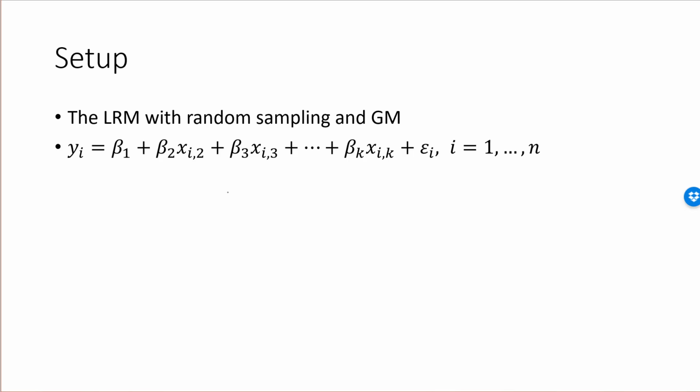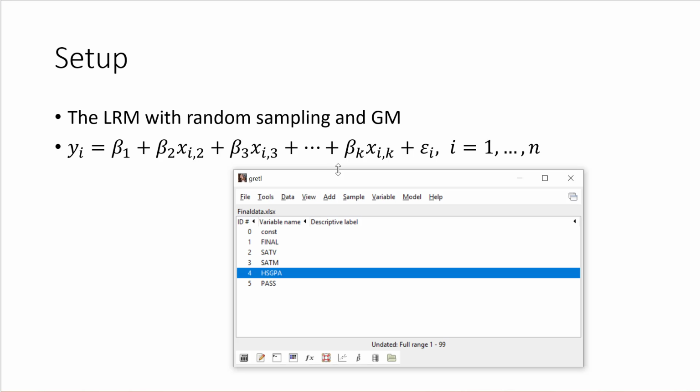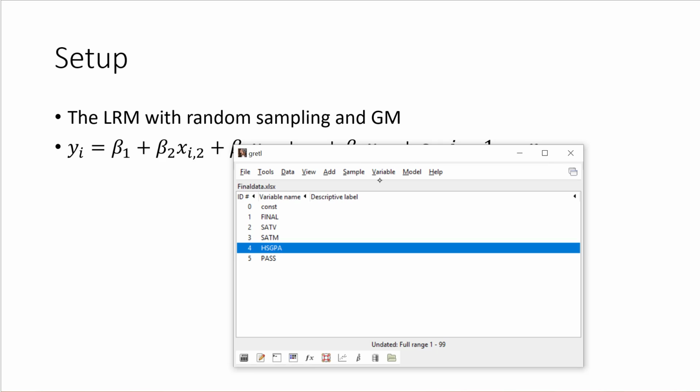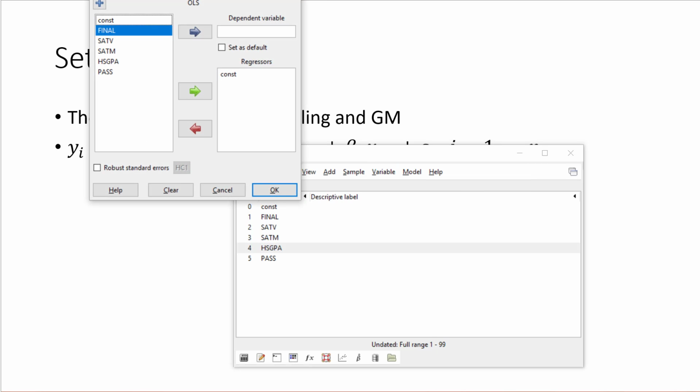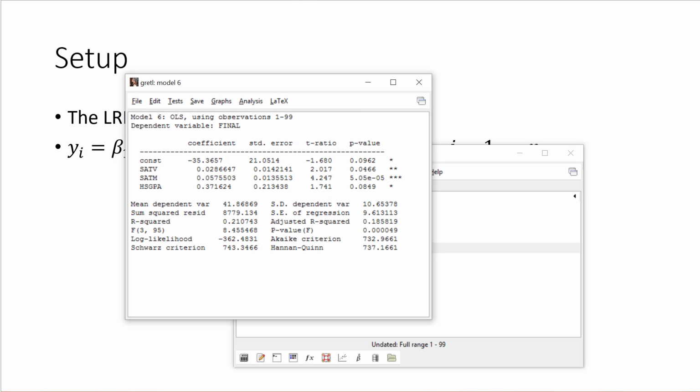Because of the Gauss-Markov assumptions, we know that the best way to estimate the beta parameters is by using OLS. So let's do that. We do Gretl. We just go to model, ordinary least squares, final is our dependent variable, SATV, SATM, and GPA. And these are our estimates of the beta parameters.